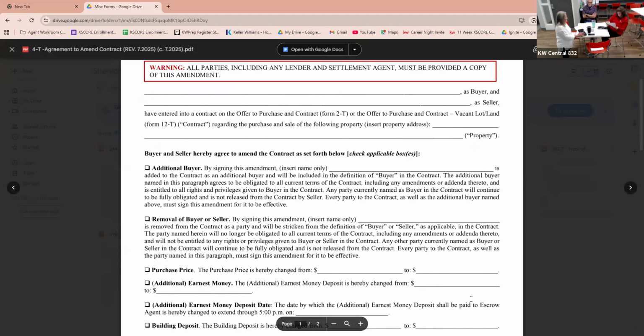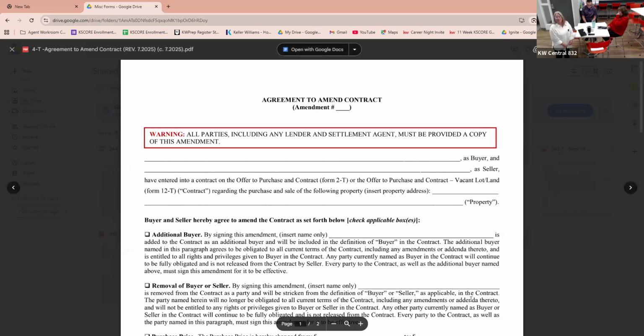What is this one, agreement to amend? So this is my favorite line when I say, there's a form for that. So 4T is your agreement to amend. Thank you, Carrie. Notice at the top, it says amendment number. So there can be multiple agreements to amend, and one doesn't wash out the other. They all add up.